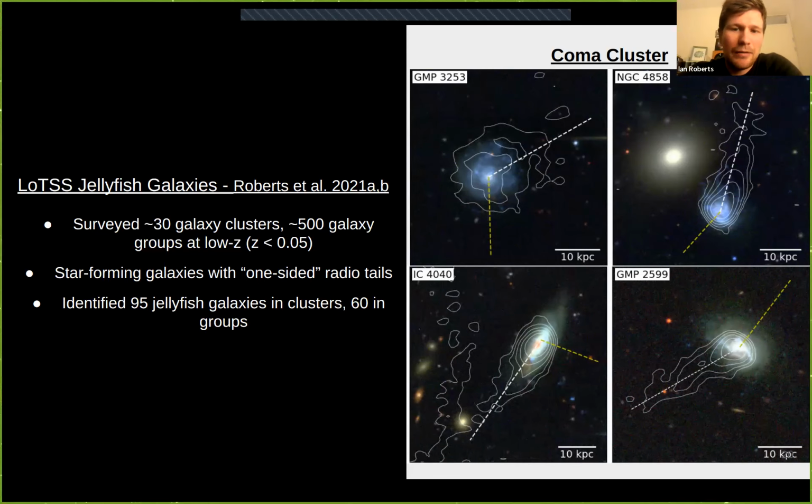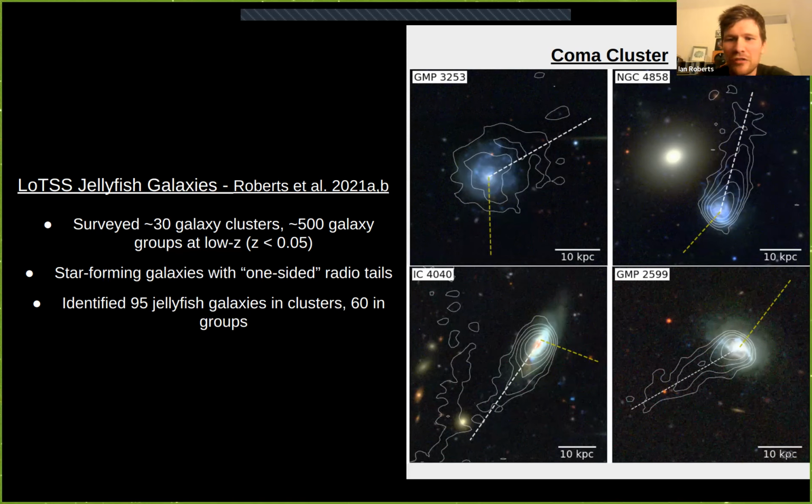So basically what I've done is used all of this LOTS imaging from LOFAR to look for these jellyfish galaxies in nearby groups and clusters. This work was published in a couple of papers last year. We surveyed about 30 low redshift galaxy clusters, so redshift below 0.05, and hundreds of galaxy groups.